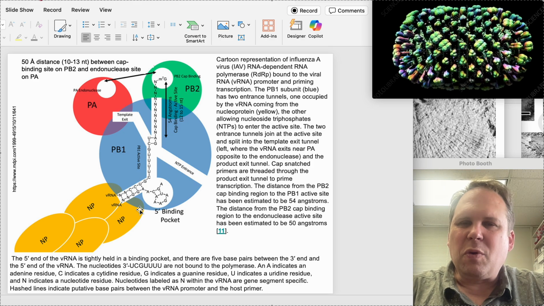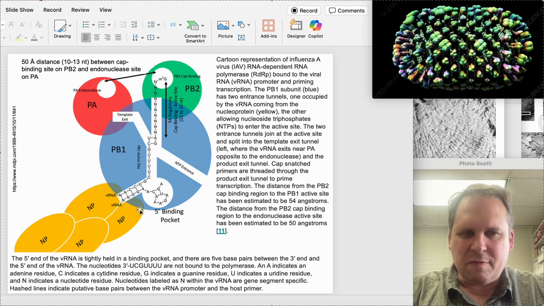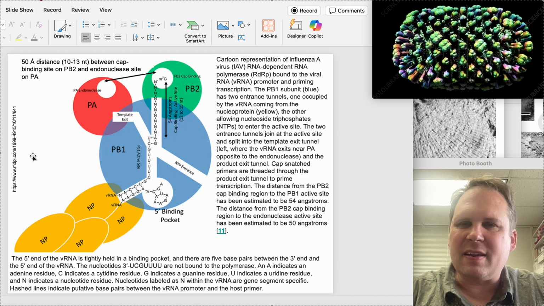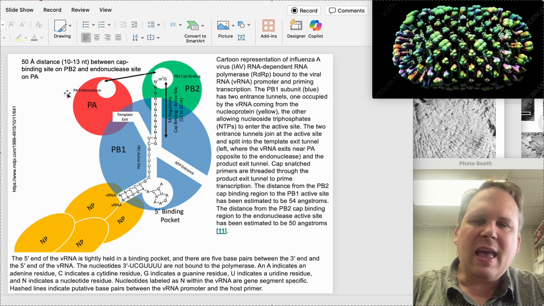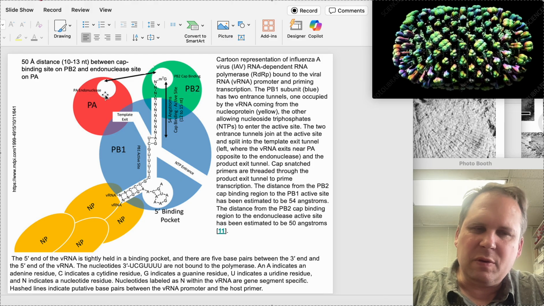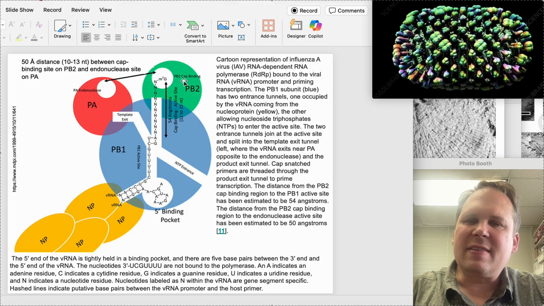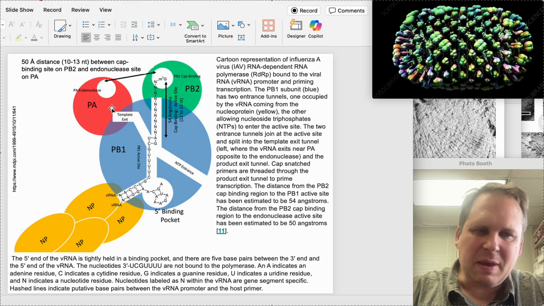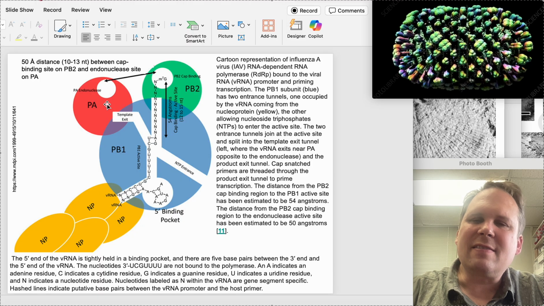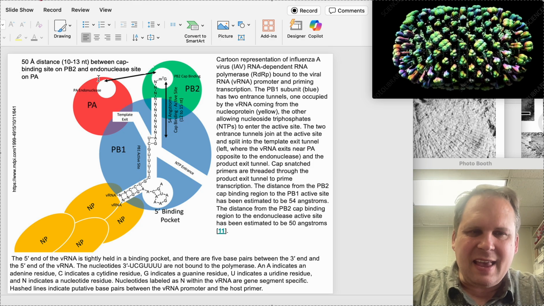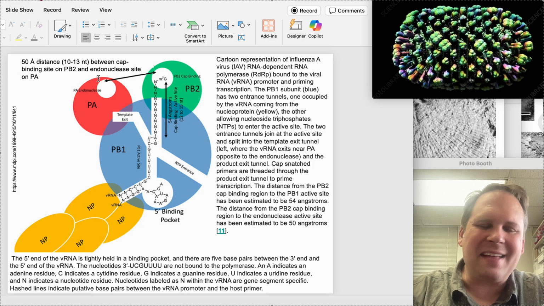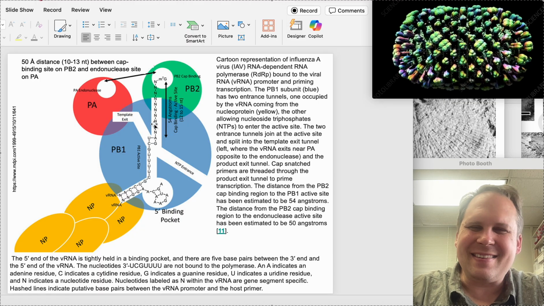All right, here's a little more on the replicase, and hopefully this will help it make sense a little better in your mind. So when PA cuts a little bit, so PB1 may be already holding on to the cap, and PA is going to cut about 12 nucleotides from the cap. Once that happens, and actually it has to be about 12 nucleotides because the distance between PA and PB2 on this complex is about 50 angstroms, and it takes between 10 to 13 nucleotides to get across that distance. So yeah, that makes sense.